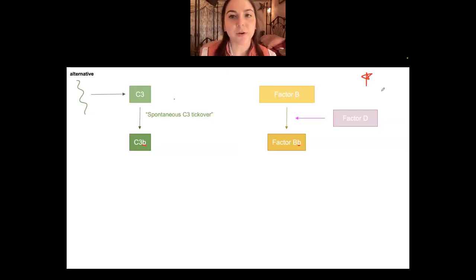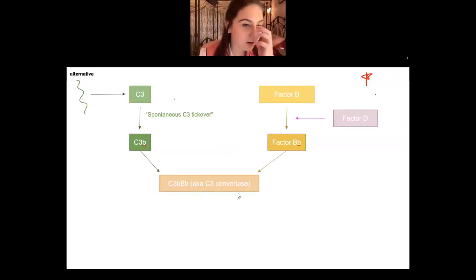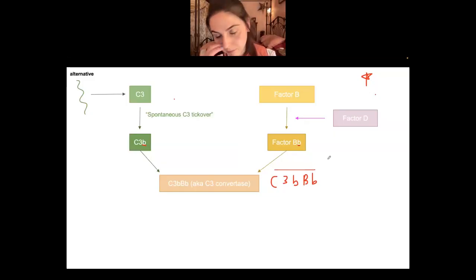Then factor D is going to cleave factor B into factor Bb. And you know what's coming. We've got a C3 convertase. But now the C3 convertase for the alternative pathway is C3bBb. I know, shake my head. You can also see this written, like the last one, as C3bBb with a line over it. This is your C3 convertase for the alternative pathway versus C2b C4b for the classical or lectin pathway.